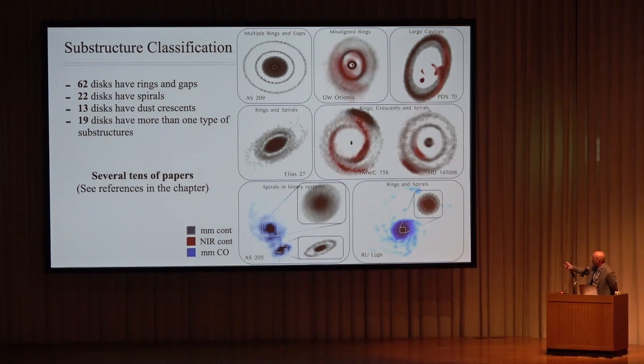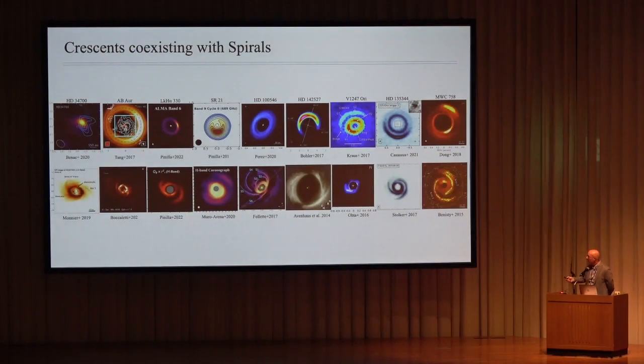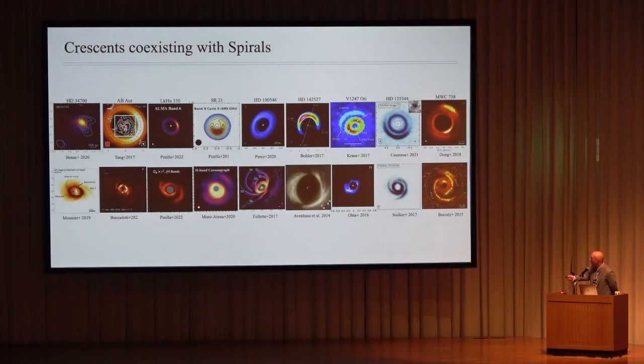MWC 758, shown here, shows a spiral in scattered light. You also see the same spiral in CO emission and in dust in millimeter continuum. So they match. You also see a crescent in millimeter continuum and infrared. So in this case, they do. In this case, they don't. You see a lot of crescents in millimeter continuum, but you see a lot of spirals in infrared.